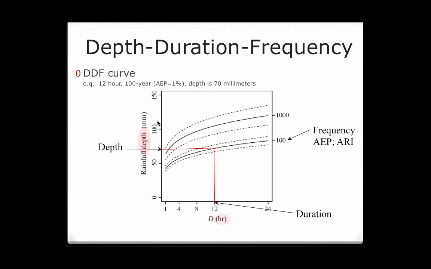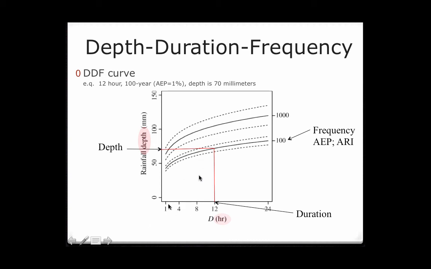And so for this picture up here, for example, the 12-hour, 100-year depth, we go to 12 hours duration, we read up to the 100-year line, move horizontal, and we read a depth of, well, it says, yeah, 70 millimeters. A little bit less than half the distance between 50 and 100, so 70 millimeters. And that is a depth duration frequency curve.